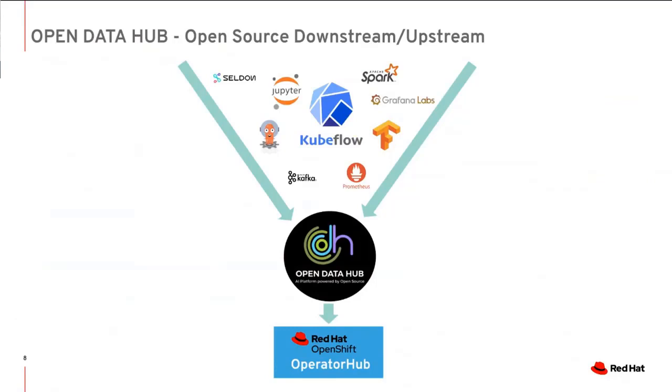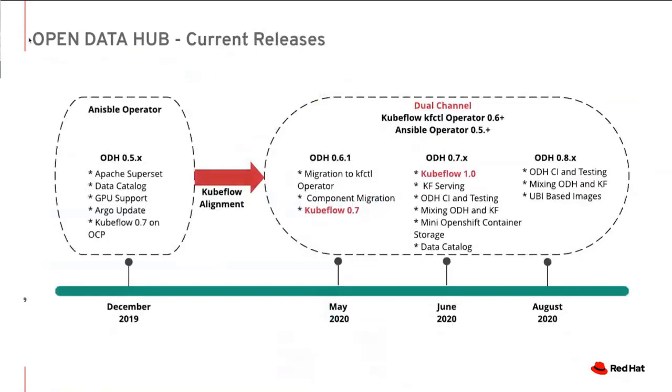All right. So this is a graphic of our original release. A little bit of backstory about Open Data Hub. Probably a year ago, we had our official release of 0.5. This contained a few of the components, which were JupyterHub, a data catalog that contained Hive and Thrift, GPU support, Argo, and all in an Ansible operator. With the switch to downstream Kubeflow, we refactored the operator, so it's purely based on Go. It works with the KfDef manifest, and it fully supports Kubeflow products. So using this Open Data Hub operator, you can deploy Kubeflow on OpenShift in addition to Open Data Hub components.